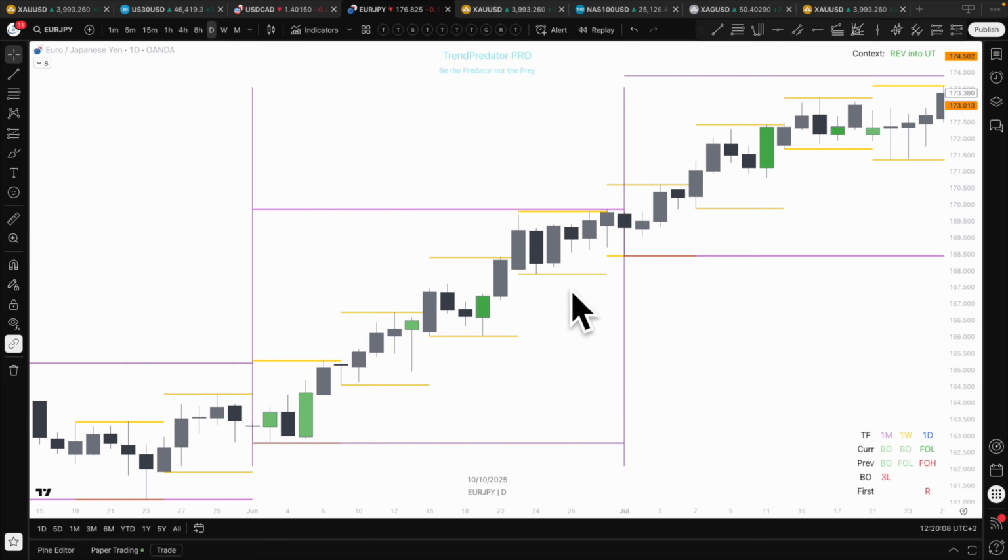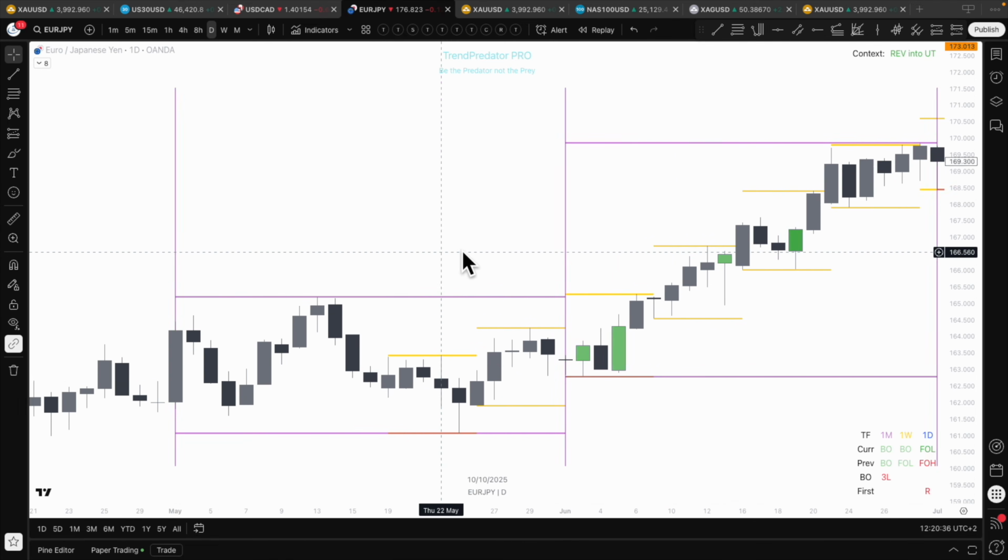So everything you see on this chart is done by Trend Predator Pro. This is the highs and lows of the month, the purple ones. The yellow ones are the weeks. And the green ones here, that's my fake out highlighter that highlights for us greenly the fake out lows. So this is exactly the days that we want to look at if these give us the reversal into uptrend, for example. So here, let's see, the month is bullish.